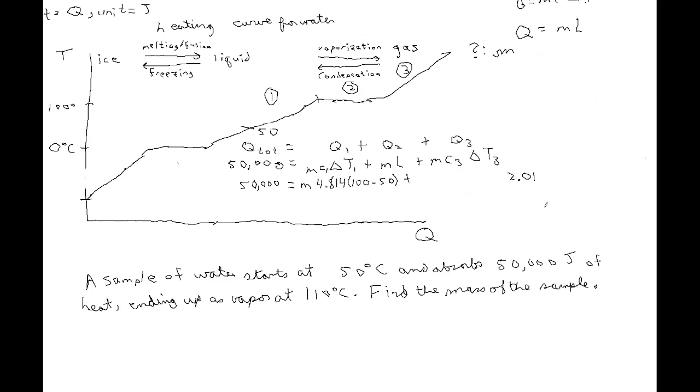50,000 is equal to M times 4.184 times 100 minus 50 plus 2,260 plus 2.01 times 110 minus 100. Plus 2.01 times. So is this what you have written down? Yeah. Okay. Now, if that's actually what you have written down, it sounds like you lost the m's from these two terms. Yeah, I would have to add the m's.